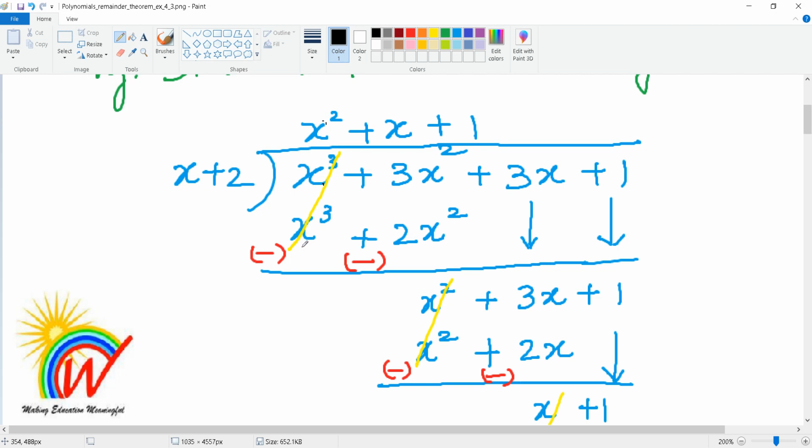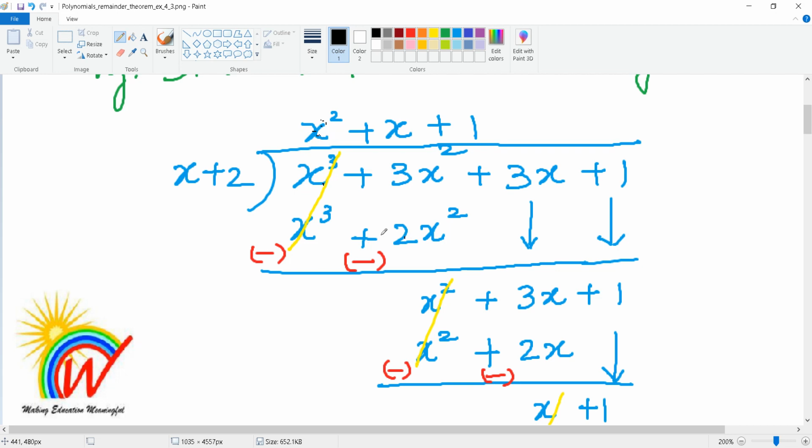Now, I also have a 2 over here, so I can't just neglect this 2. So I'll multiply this 2 with the same x square which we have written over here, okay? So 2 multiplied by x square gives you 2x square. So that 2x square, I will write it below the 3x square because they both turn out to be like terms, okay? So we have got x cube plus 2x square. So we have multiplied all the numbers over here with the x square which we have written, right?